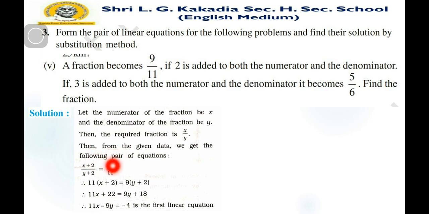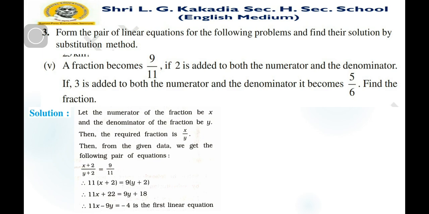Now we do cross multiplication. We multiply 11 with the numerator here and 9 with the denominator here, so that 11 into x plus 2 is equal to 9 into y plus 2. After multiplying, 11x plus 22 is equal to 9y plus 18, then we get 11x minus 9y is equal to minus 4, which is the first linear equation.